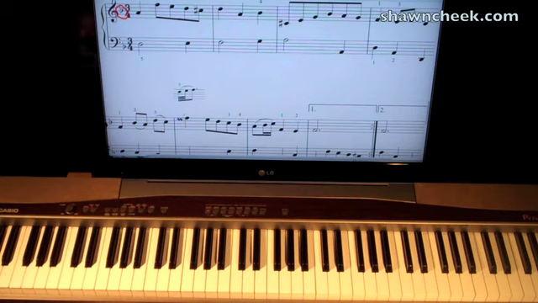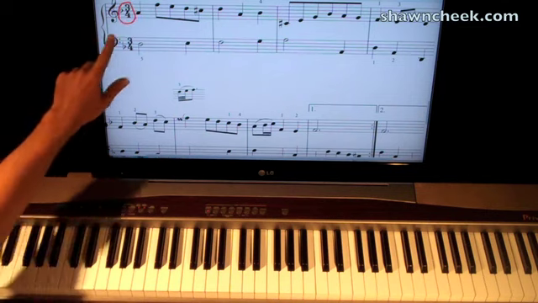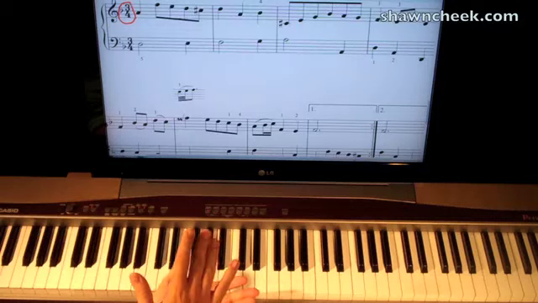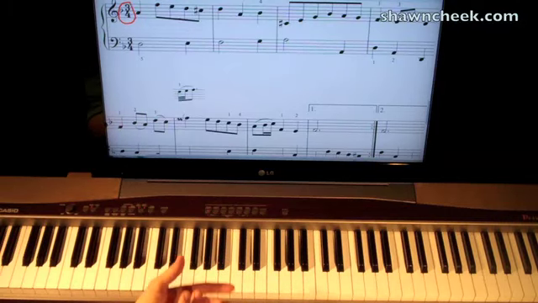Okay? And then our time signature is 3/4. So 3 counts per measure. 1, 2, 3. 1, 2, 3 in each measure. And minuets are always in 3. So a lot of these old dances were in 3 dance forms. So 3 counts per measure.